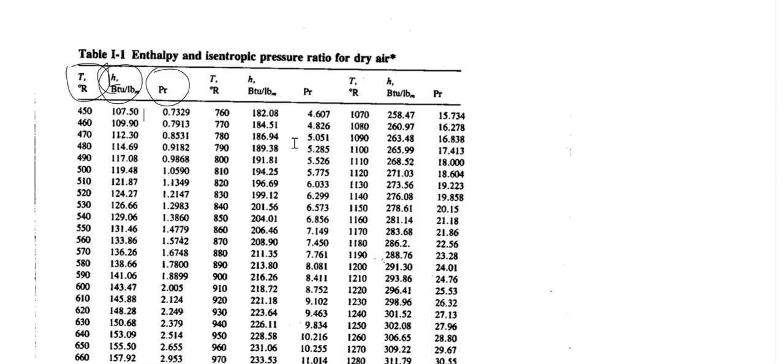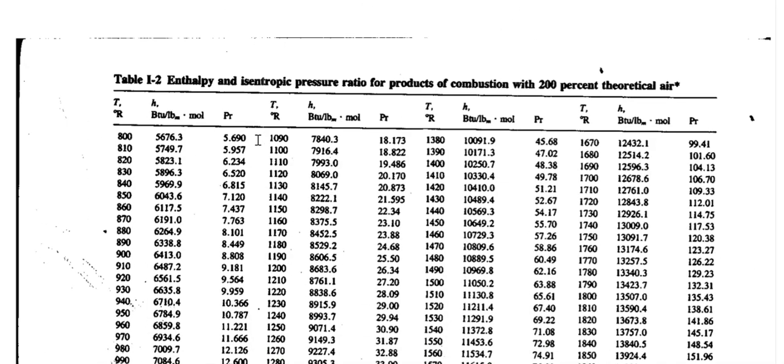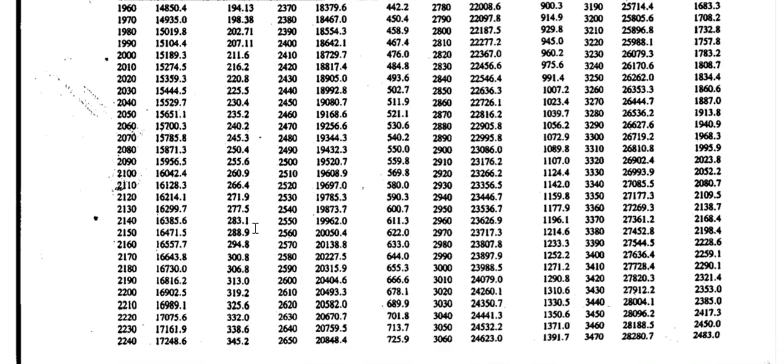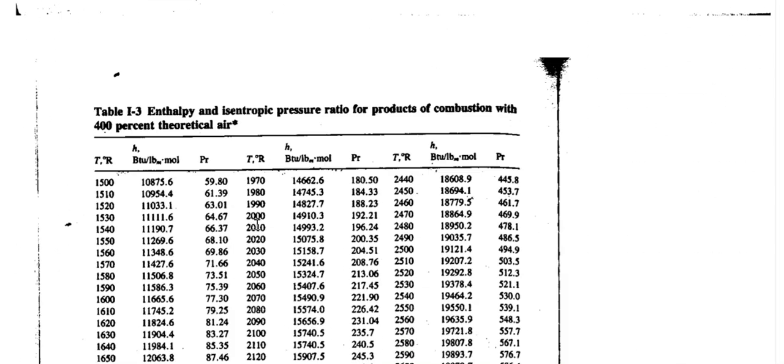Going to another table, table number 2, it gives the enthalpy and isentropic pressure ratio of the products of combustion for 200% theoretical air. Further down, there is the enthalpy and isentropic pressure ratio for the products of combustion for 400% theoretical air. In my example, the theoretical air is 400%, and the inlet temperature is 2600 degrees Rankine. The exit temperature is not given, but the inlet temperature and the pressure ratio are given, so I need to find the enthalpy.